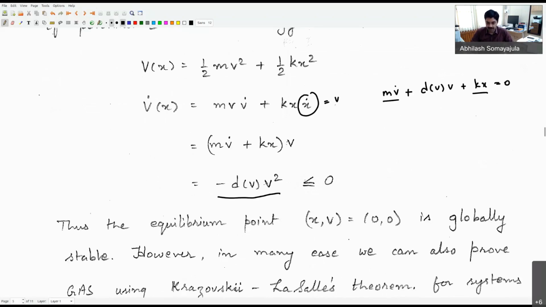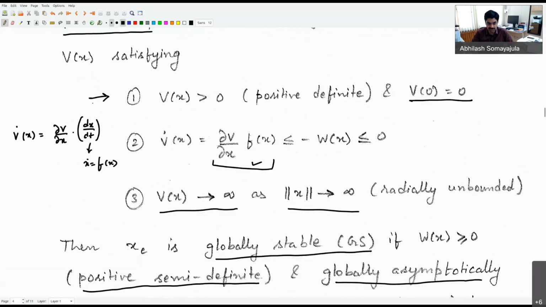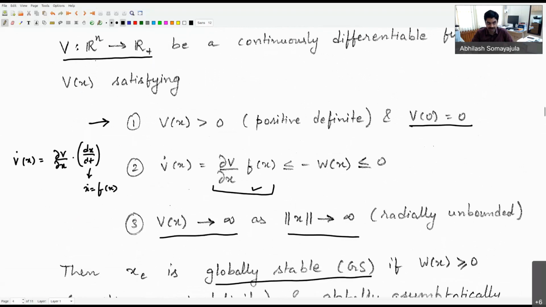The equilibrium point (x, v) corresponding to (0, 0) is globally stable. We have shown that V of x is formulated as a function shown here, for which V dot of x will be less than or equal to 0, and V of x is always greater than or equal to 0. It is actually greater than 0 as long as I'm not at the equilibrium point. So all the conditions which we chose here are satisfied.